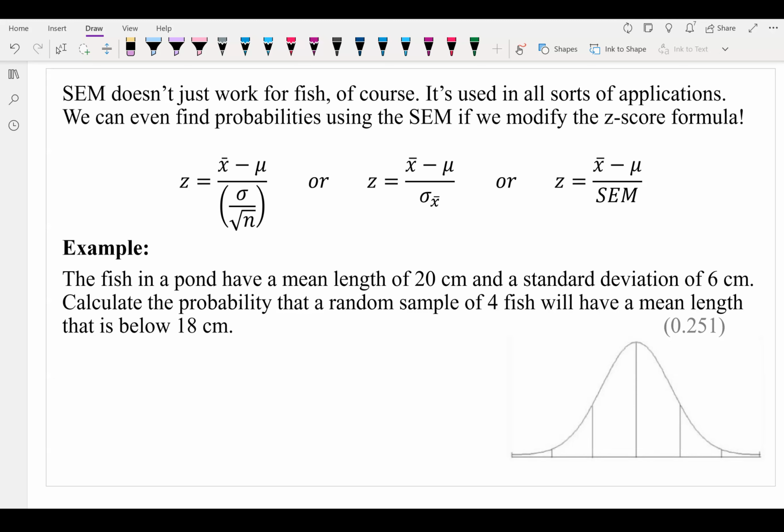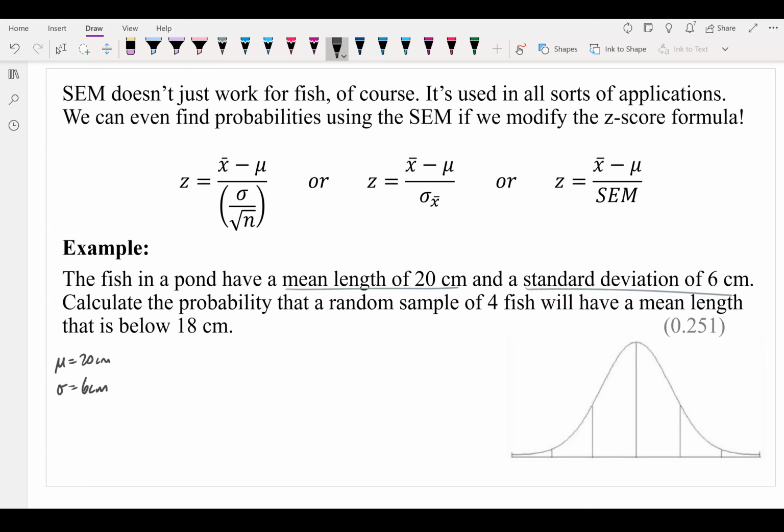You don't want to have to test every single tire in the entire factory, so you take samples of the tires, and that is enough to be certain about the tires you're making, even though you're not testing every single tire. So what I mean by finding probabilities is, for example, in this case we had the fish in a pond have a mean length of 20 centimeters. The standard deviation, given by this question, is 6 centimeters.